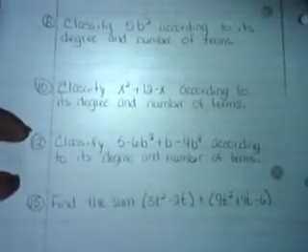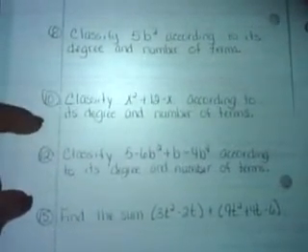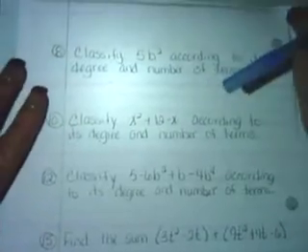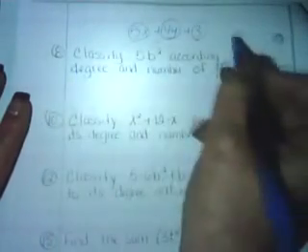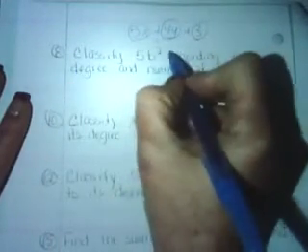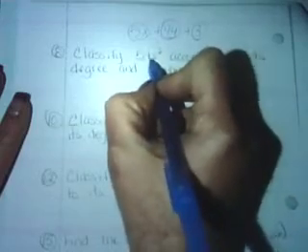Number 8. It says classify 5b squared according to its degree and number of terms. Well, let's review what terms are. Terms are numbers and variables that are separated by an addition or subtraction sign. So if I give you 5x plus 4y plus 3, here's your terms because they're separated by a plus sign. This particular one has 3 terms. So if you look at 5b squared, there's nothing separating it with an addition or subtraction, so this is just one term.